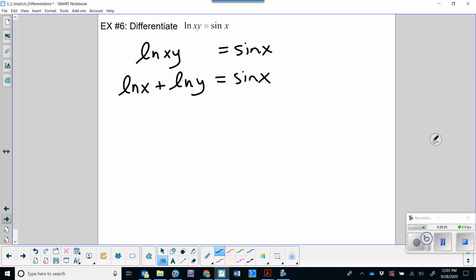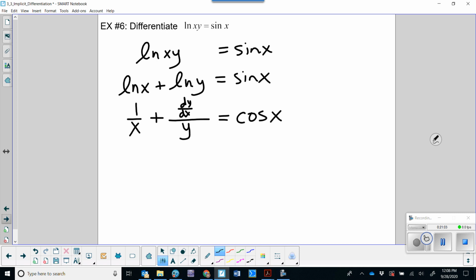So when you have logs, if there's a log of a product or the log of a quotient, then you need to go ahead and do that if you can so that you can use your properties and make it easier. Now it's much easier. The derivative of ln of x is just 1 over x. The derivative of ln of y, well remember, we're going to think of it as the derivative of the inside over the inside. So that's going to be dy dx over y. Because the derivative of y with respect to x is dy dx, and then it's over y. Then I have the derivative of sine x, which is just cosine x.